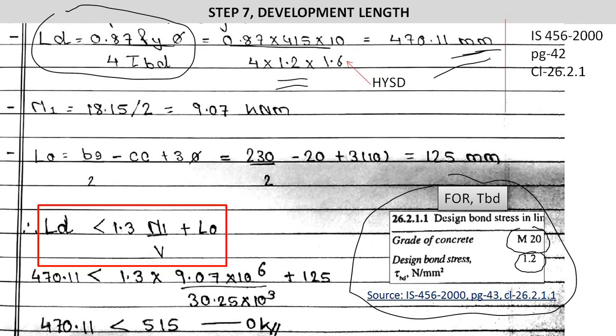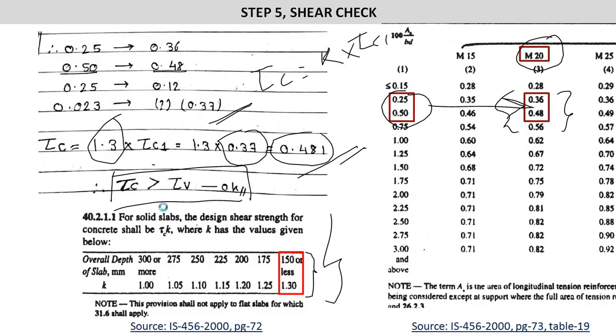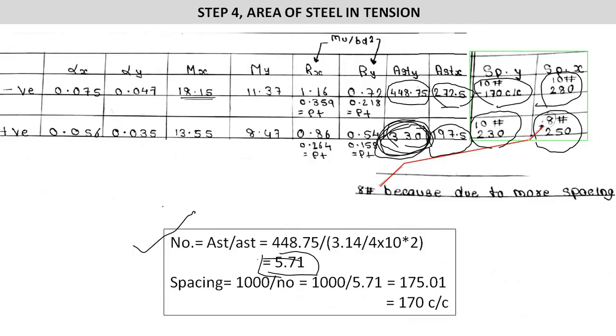The main formula for the check of development length is highlighted in the red box, which means development length is less than 1.3 into M1 upon V plus L0. We have already found the value of Ld. Next we will find the value of M1. For finding M1, we have to use the maximum value of M. As I told you, the maximum value of M is 18.15.